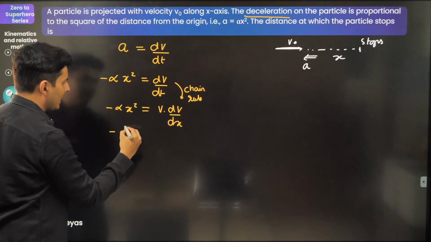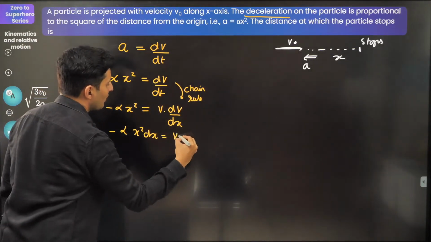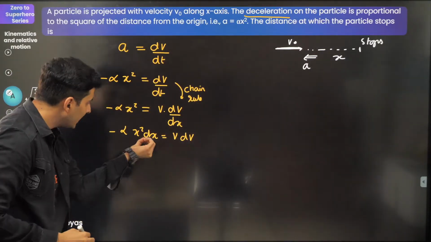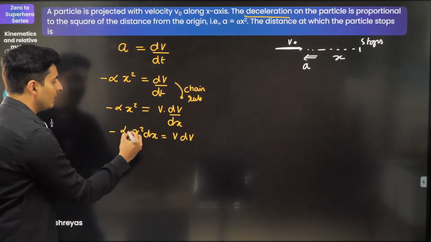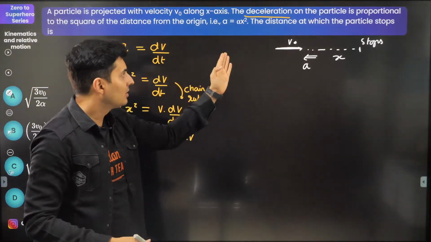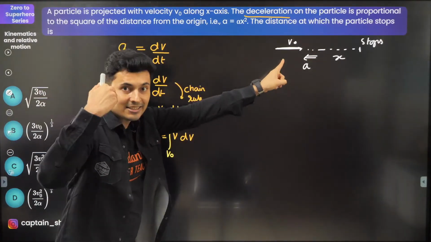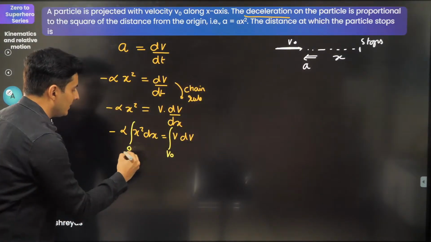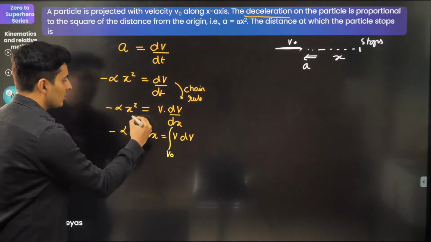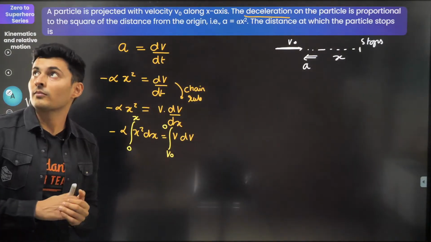So this will become minus alpha x square dx is equal to v dv. Once I get it in this form, v is on one side, x is on the other side, I feel I can integrate this now. When I integrate, like I told you, limits are important. Initially the velocity was v naught. It just started at that point, so displacement is 0. When it moves, it stops after some time. So the final displacement is x, final velocity is 0. Everybody cool?